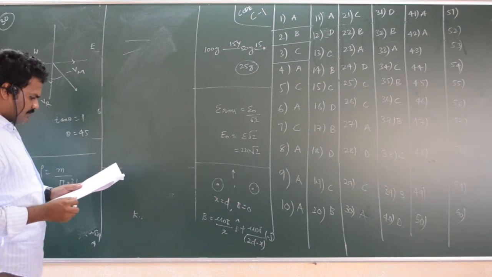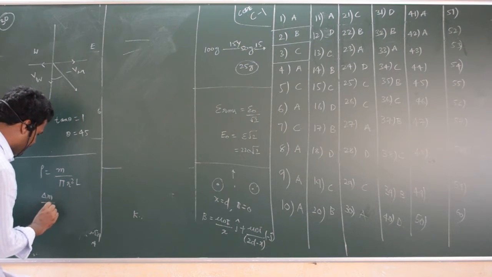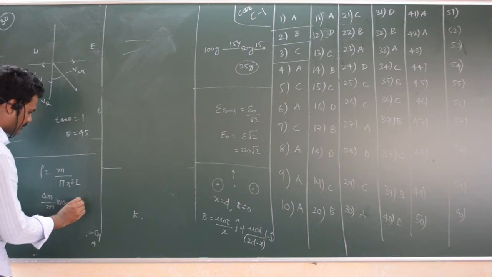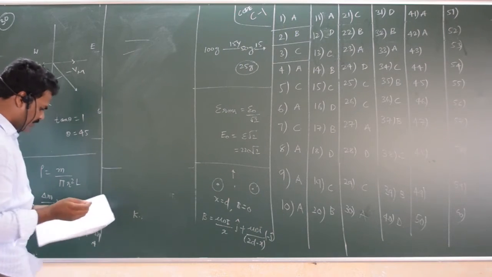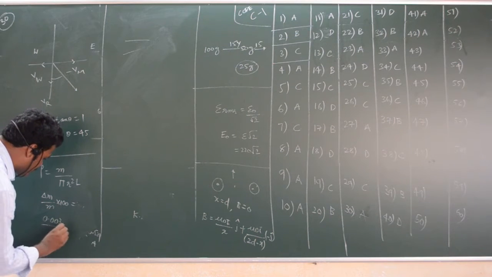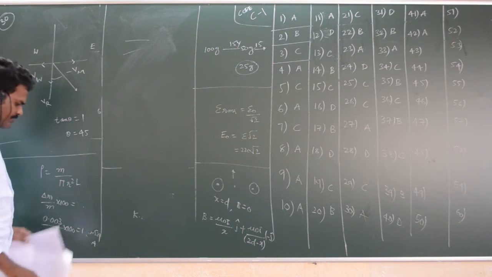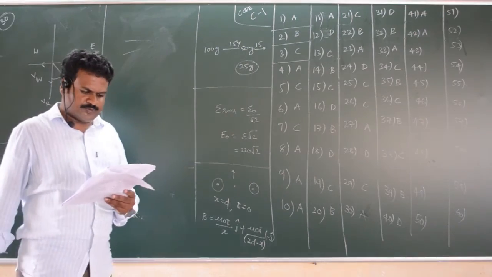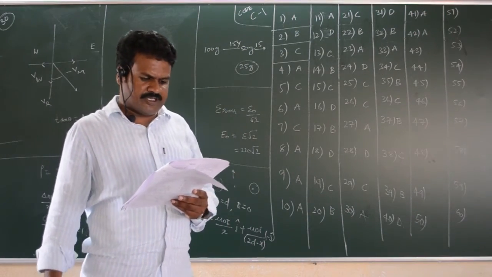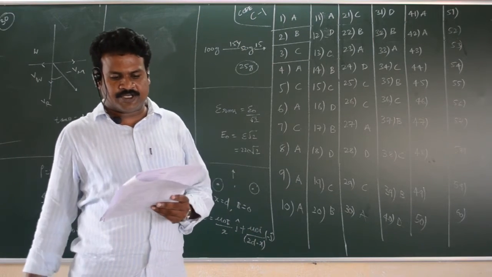Here, delta m by m into 100 is the percentage error in mass. What will you get? 0.003 by 0.3 into 100, this you will get as 1%. Similarly, for radius also, if you do 0.005 by 0.5, you will get 1. For length also, you will get 0.06 by 6 into 100, which is 1.